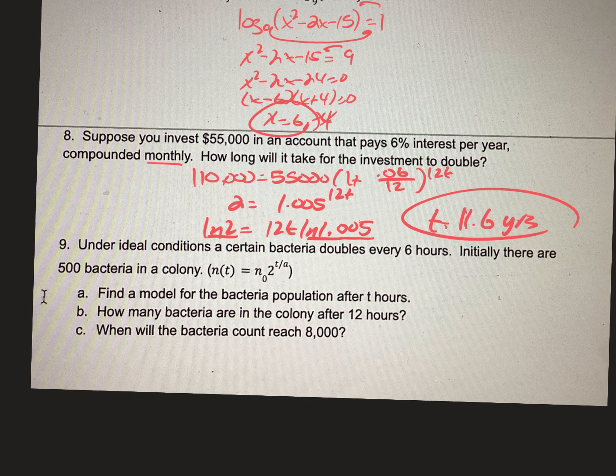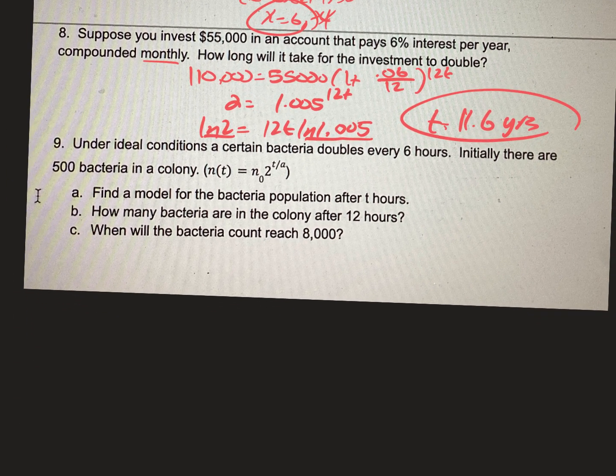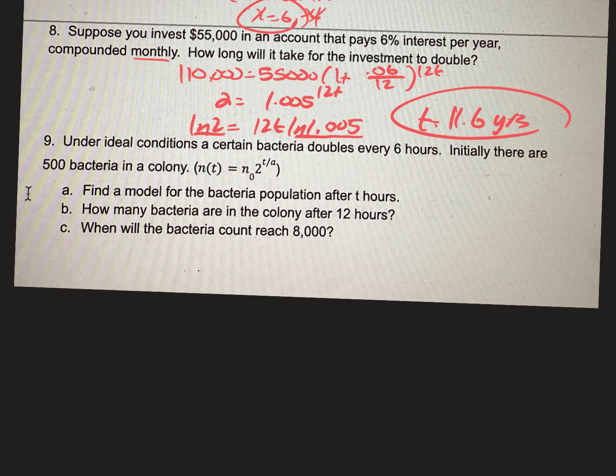All right, number 9. Under ideal conditions, a certain bacteria doubles every 6 hours. Initially, there are 500 bacteria in a colony. There's our formula right here. Okay, and part A, it says find a model. So I'm going to say N of t. Remember, find a model, leave the t in. The initial amount was 500. It doubles every 6 hours. Remember, a is the doubling time. So I'm going to put t over 6. That's your model.